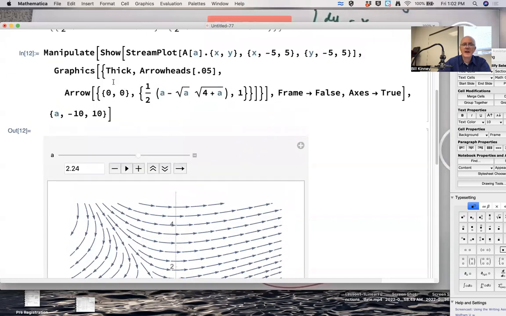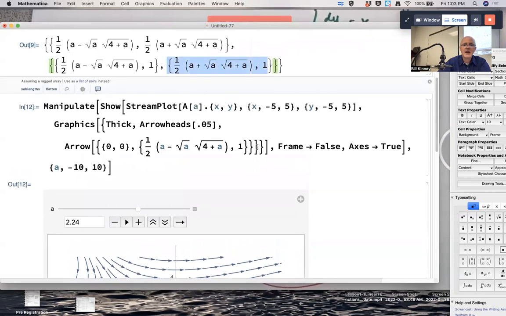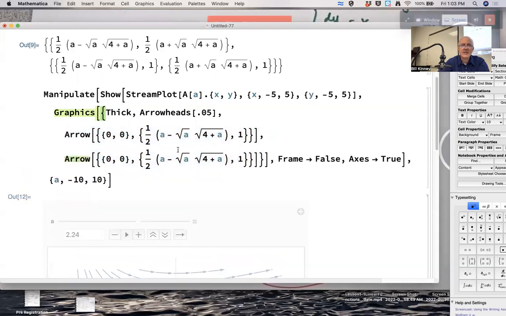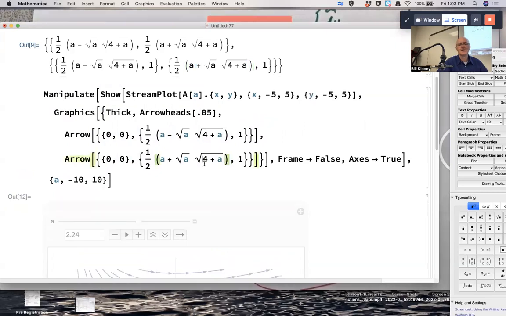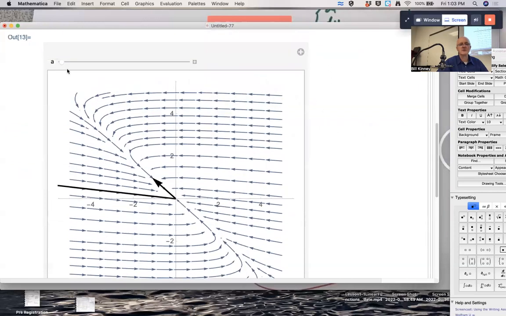Let's do another arrow for the other one, for the other eigenvector. I think I can just copy and paste this entire thing and modify a little bit. So I'm copying and pasting that arrow, putting a comma right here, and then changing this minus sign to a plus sign. Looks like what we need to do. I'm looking up here to see that plus sign. Again, if it doesn't work for you, don't worry about it. So now I got two arrows.